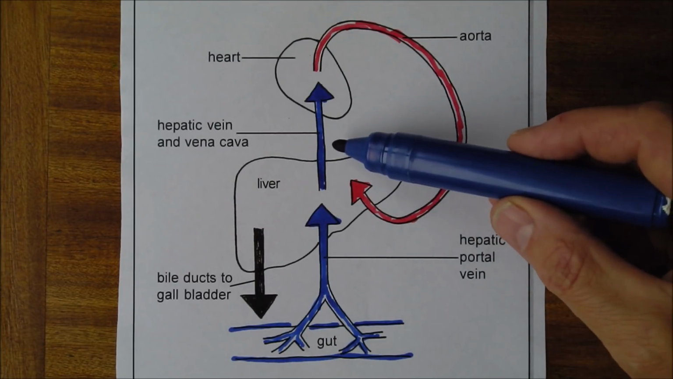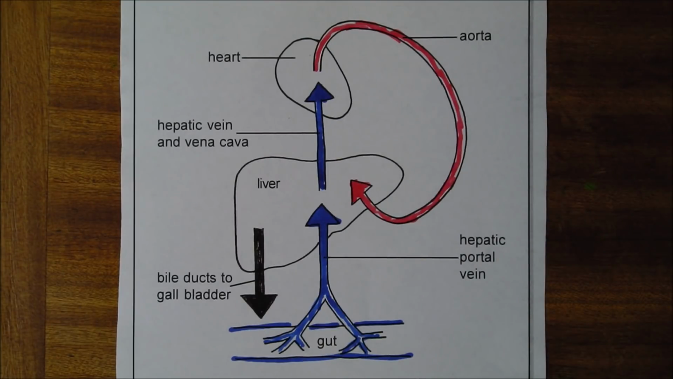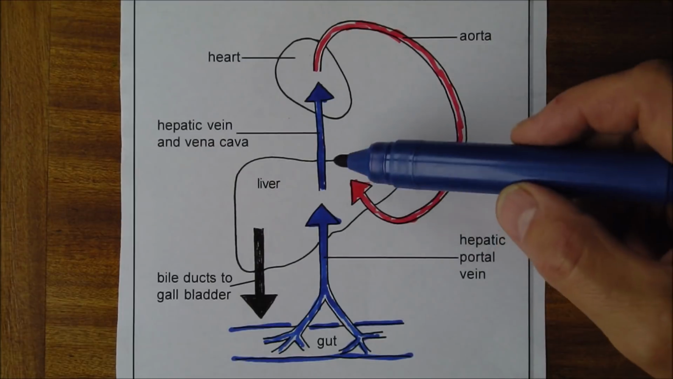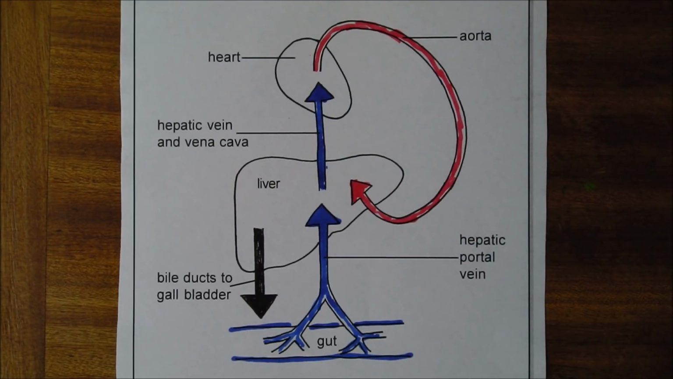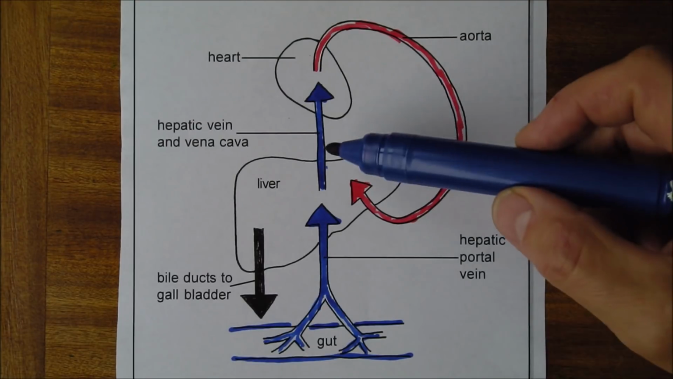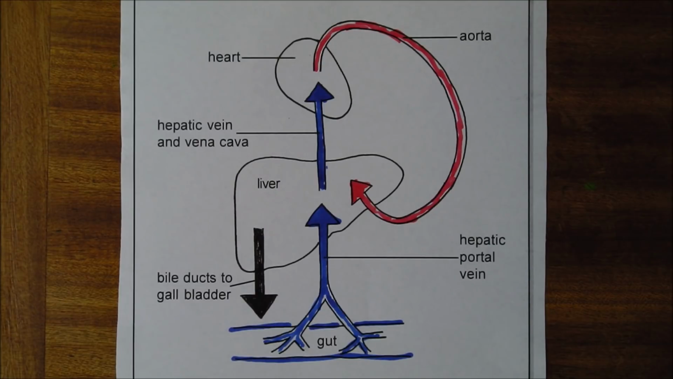And of course the blood's going to be relatively low in oxygen, high in carbon dioxide. But it's also going to contain nutrients. In periods of fasting, it will contain more glucose because glycogen from the liver will be broken down. And blood in the hepatic vein will contain less toxins because, as we've said, the liver breaks down toxins. And this is also true for drugs.